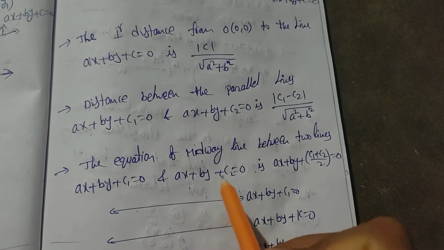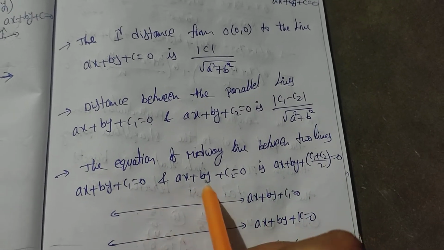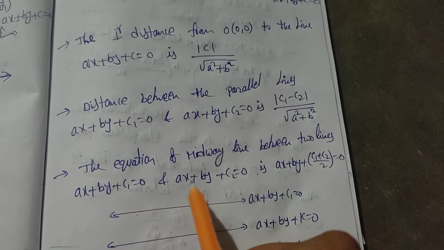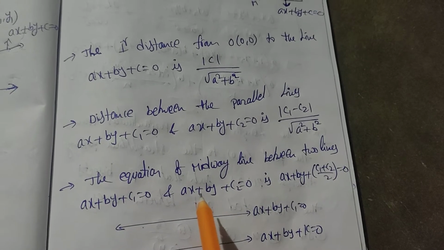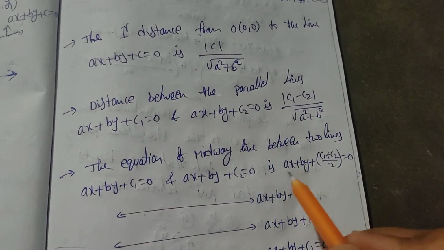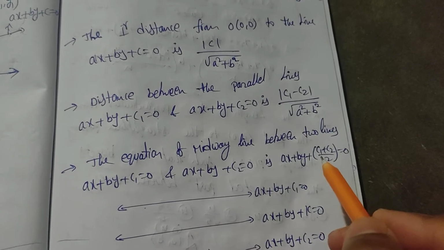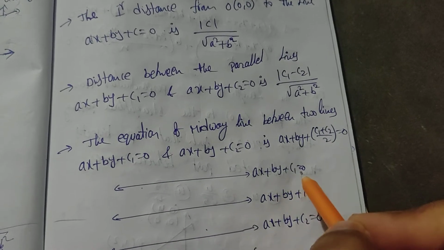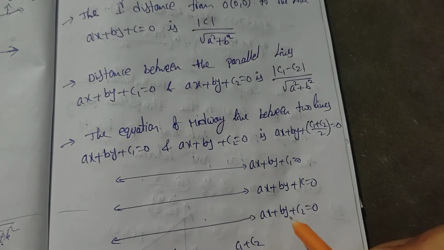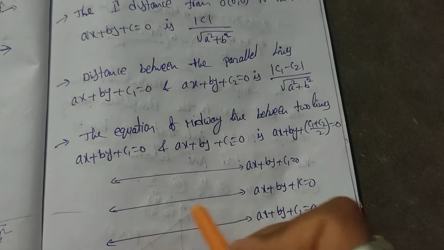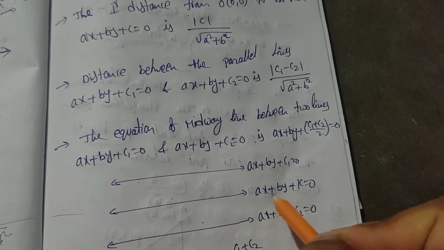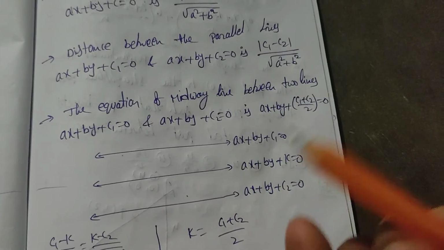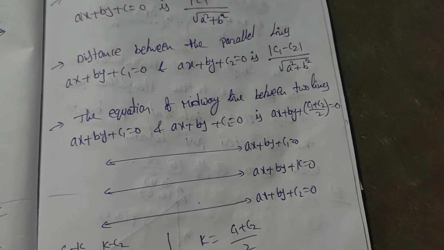Next one is the equation of the midway line between the two lines ax plus by plus c1 is equal to 0 and ax plus by plus c2 is equal to 0. These two lines are parallel, and the midway line between them is also a line parallel to these two lines. That is nothing but ax plus by plus (c1 plus c2) by 2 is equal to 0. Here the first line is ax plus by plus c1 is equal to 0, and the second line is ax plus by plus c2 is equal to 0. The midway line is also parallel to these two lines, so take ax plus by plus k is equal to 0. You can take ax plus by is equal to k or plus k is equal to 0, both give the same answer.